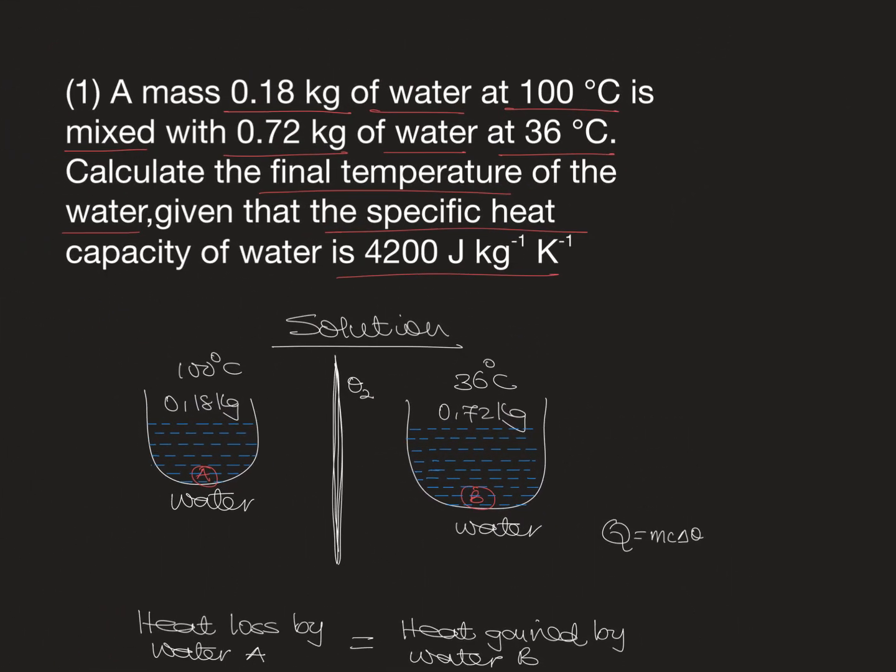To summarize, the water that is initially at 100 degrees Celsius will attain a final temperature of 48.8. Okay, it is the water that is having the higher temperature, so it is going to lose heat. The water that is initially at 36 degrees Celsius will have its temperature raised to a final temperature of 48.8 degrees. Okay, so this is the general idea here.